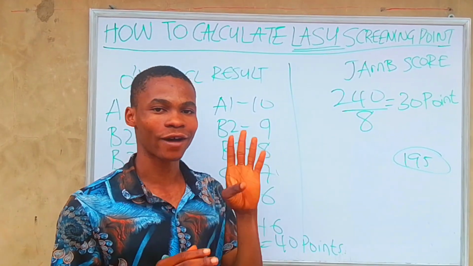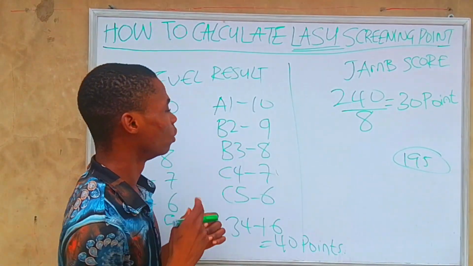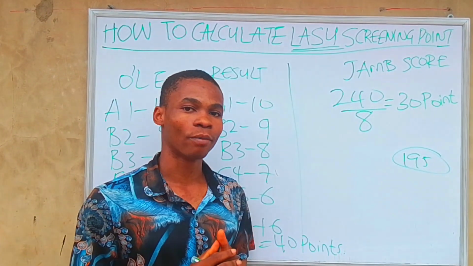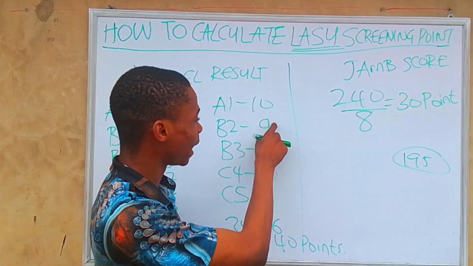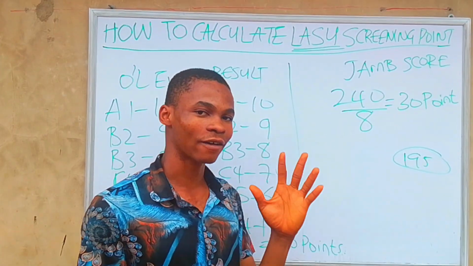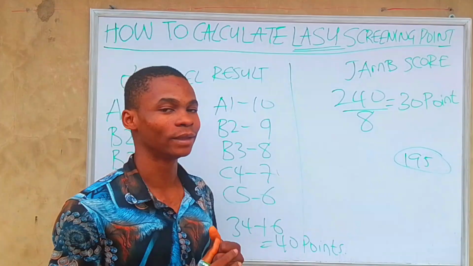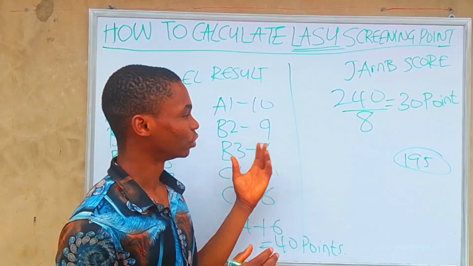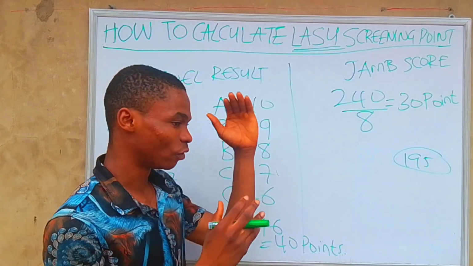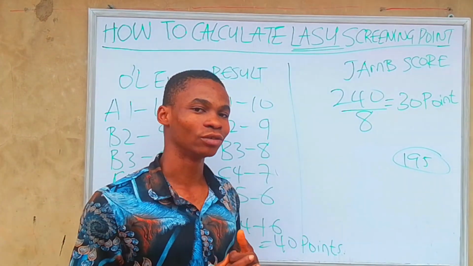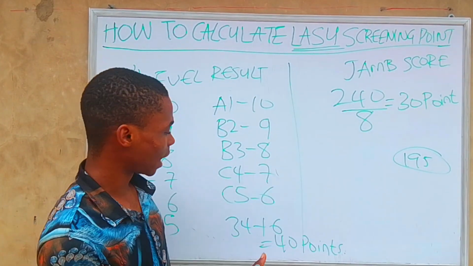Assuming you have 5 B2 in your 5 compulsory subjects, what you are going to do is multiply this 9 by 5. Multiply 9 in 5 places. That will be 45. So just to explain, if you have only B2 in your 5 compulsory subjects, that's how you calculate it. So let's add it up.